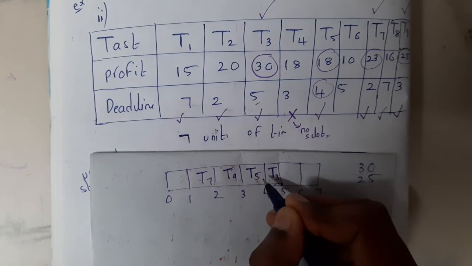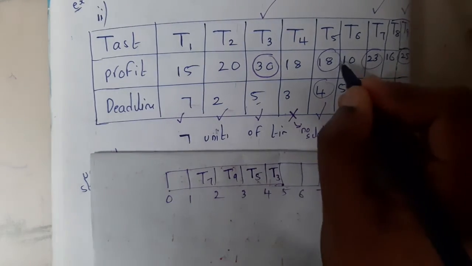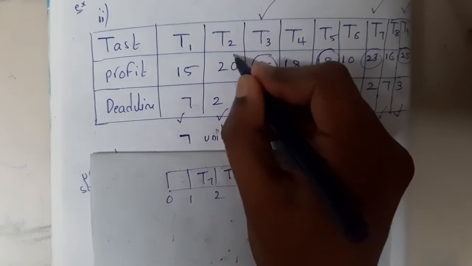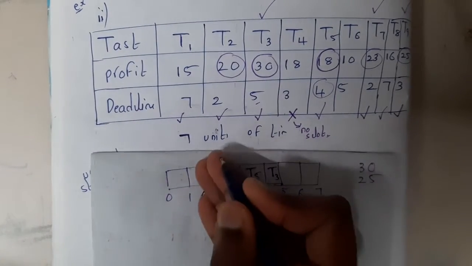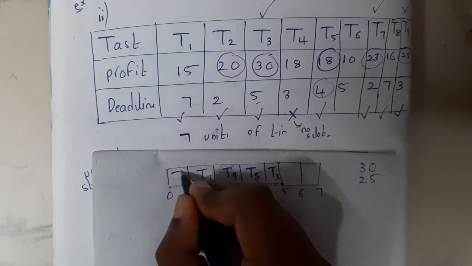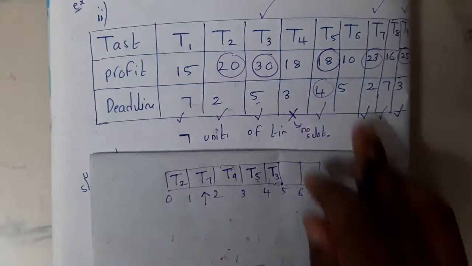Nice. Sorry, I made a small mistake here. Before T5, we have 20 also, right? So T2 will take the second slot. But the second slot is already full, so I'll go to the previous slot. So T2 will take slot 1, right? Yes. So now let us take T5.